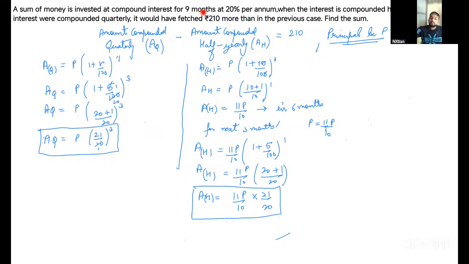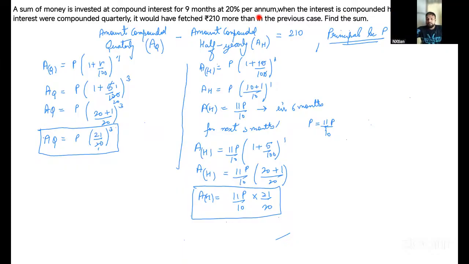Why? Because it's for 6 months, but the time is 9 months. So first I have to calculate for the first 6 months, and whatever amount comes, it will become the principal for the next 3 months. So when you calculate for the next 3 months, why are you multiplying? Shouldn't you add the thing for the next?